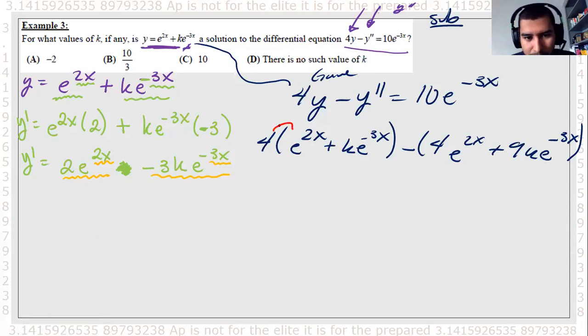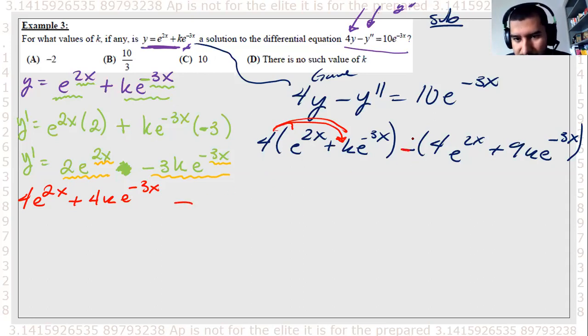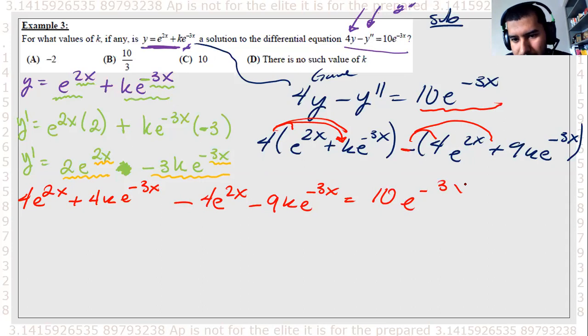So let me distribute this 4 into each individual part, and I get 4e^(2x) plus 4ke^(-3x), because the 4 distributes to the k. Minus, well, this negative is going to distribute to each individual term, so it's minus 4e^(2x) minus 9ke^(-3x). And the right hand side is equal to 10e^(-3x).